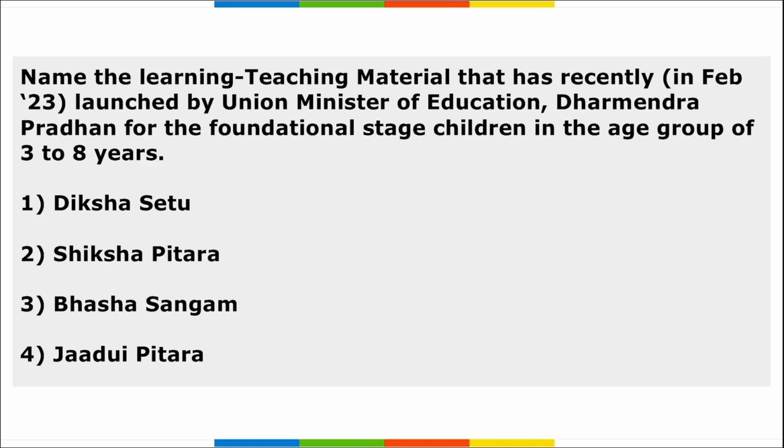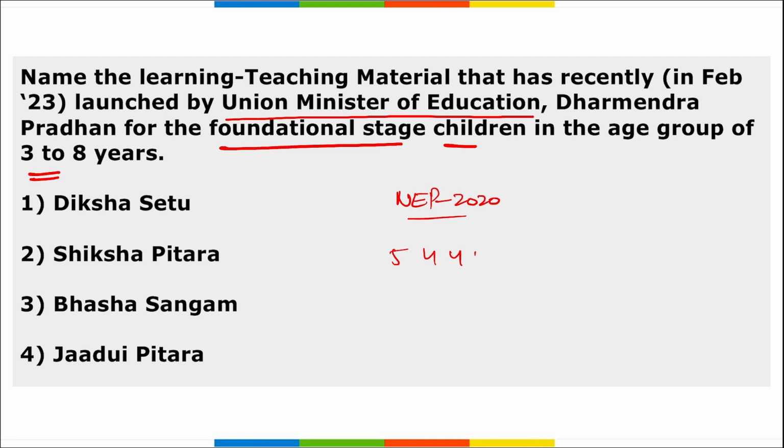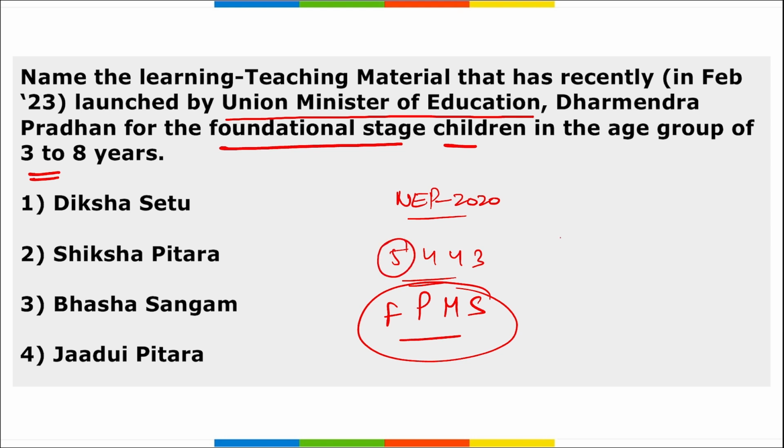Let's start. First is, name the learning teaching material that has recently been launched by the Union Ministry of Education and the Minister Dharmendra Pradhan for the foundational stage children in the age group of 3 to 8 years. First of all, if you remember, in NEP 2020, the 5, 4, 4, 3 stages were given: foundational, preparatory, middle, secondary. These 4 stages. Here it is given for the foundational stage, that is for 3 to 8 years. As you can see, this is for 5 years.